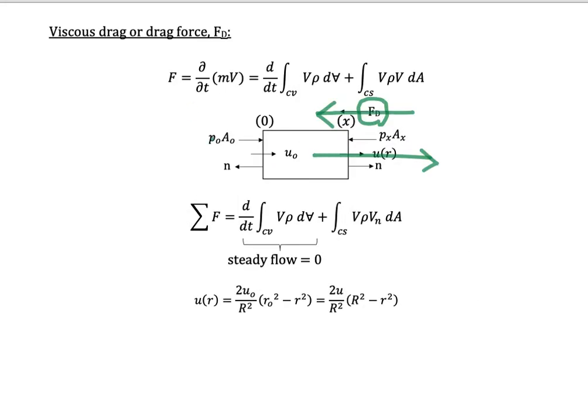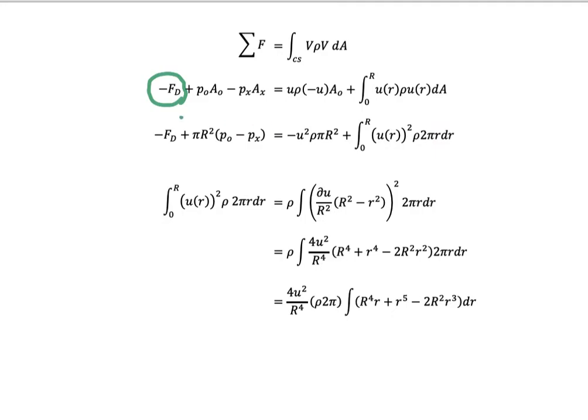Because we have pressure that pushes on this surface, this control volume, we take this one as the second and the third force. Because this is the positive and this is the negative direction, we write plus P naught A naught and minus PX AX. And then we need to calculate the changes because of the control surface. So we just follow the equation here: velocity, density, and velocity dot n dA.